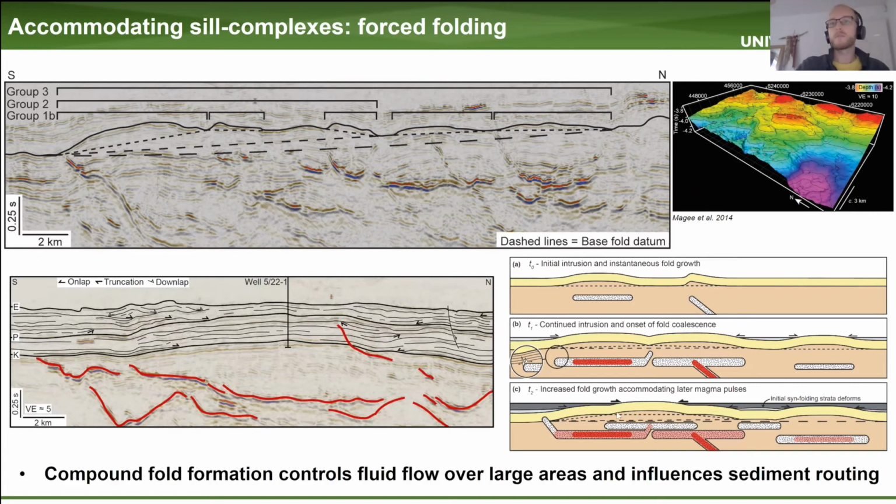So we can have this broad uplift across entire sill complexes, explaining how we accommodate such volumetrically large areas of magma. The importance here is that fluid flow can get directed up these folds, and we can affect sediment routing. So although there may be no direct effect on magma-related ore deposits, potentially sedimentary-related ore deposits and sediment routing can be affected. And there has been some work done on this in some areas offshore Madagascar, I think.